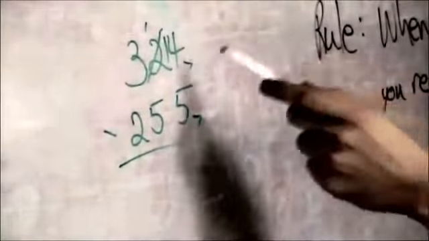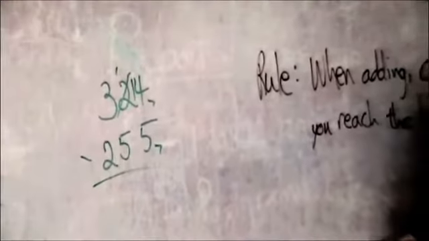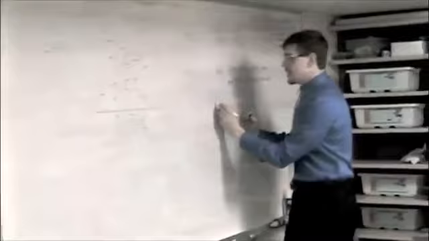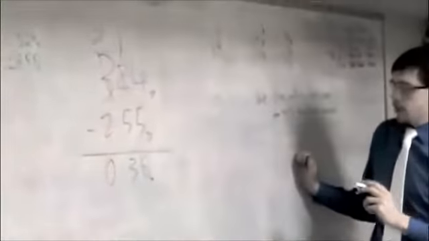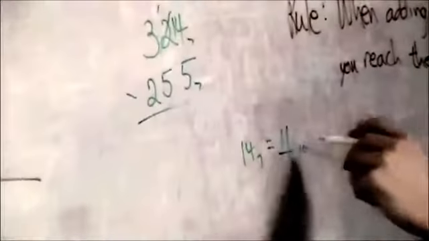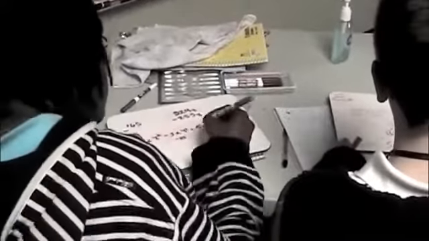So what's 14 in base 10? If 14's in base 7, what is it in base 10? 14 in base 7 is equal to what in base 10? 11. And that's why we can do that. He simplified, he took this problem off to the side, and did 7 plus 4 minus 5 in base 10, because this is allowed to be converted like that.